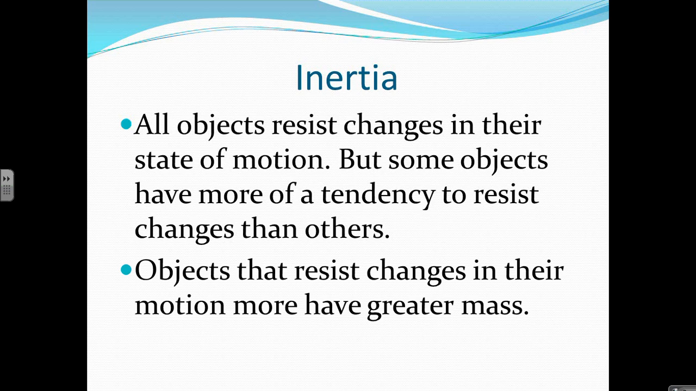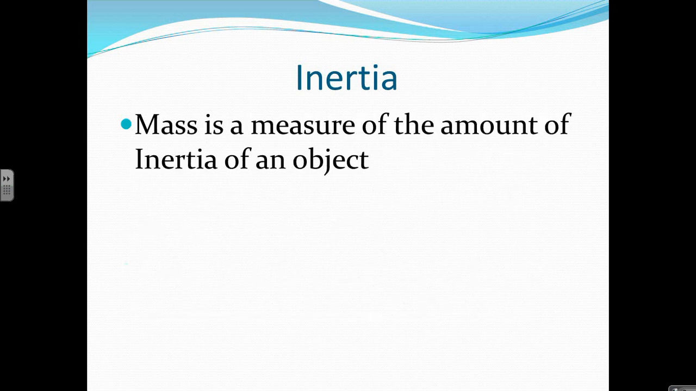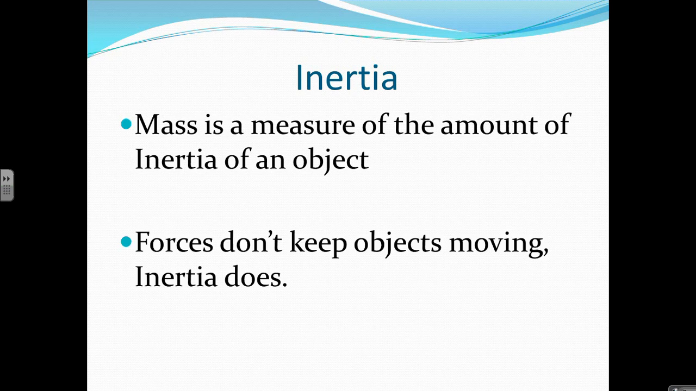Objects that resist changes in their motion more have greater mass. So the greater the mass of an object, the more that object resists changes in their motion. In fact, we could look at mass as a measurement of the amount of inertia that an object has. The more mass an object has, the more inertia the object has. Finally, forces do not keep objects moving. Inertia is what keeps objects moving.